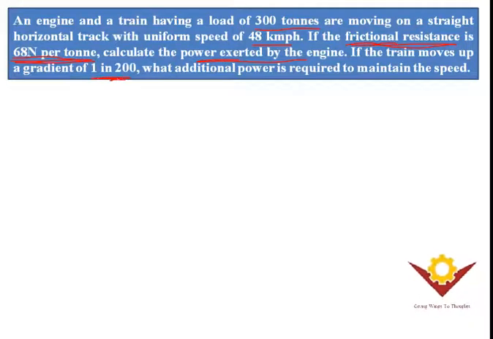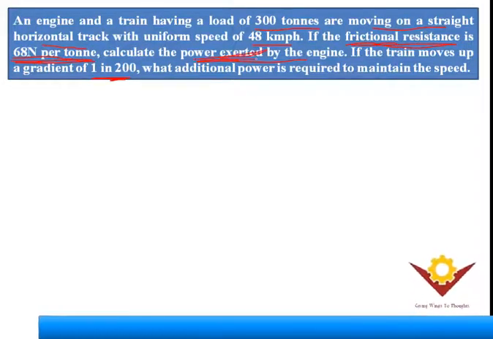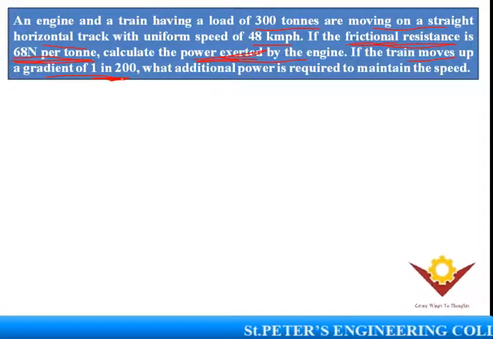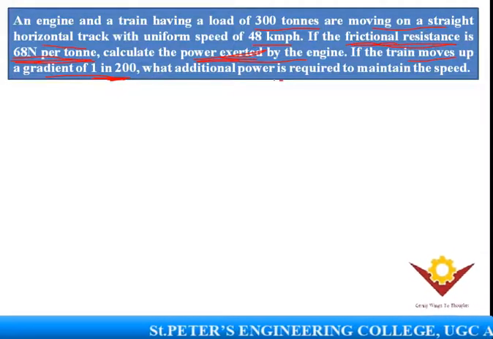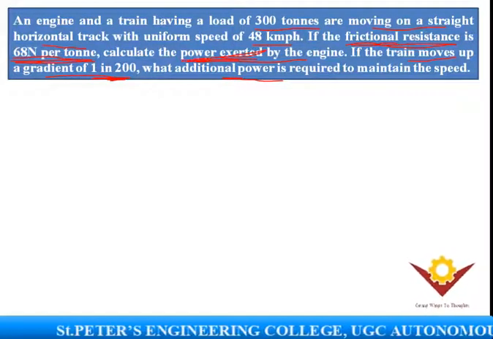Okay, this is the gradient, and that means the slope. What additional power is required to maintain the speed? See, here we have two problems. The first one is when the train is moving on a straight horizontal track, what is your power? And if the train is moving up a gradient of 1 in 200, that means on a slope surface, what is the additional power we require compared to when it is moving on a horizontal track?